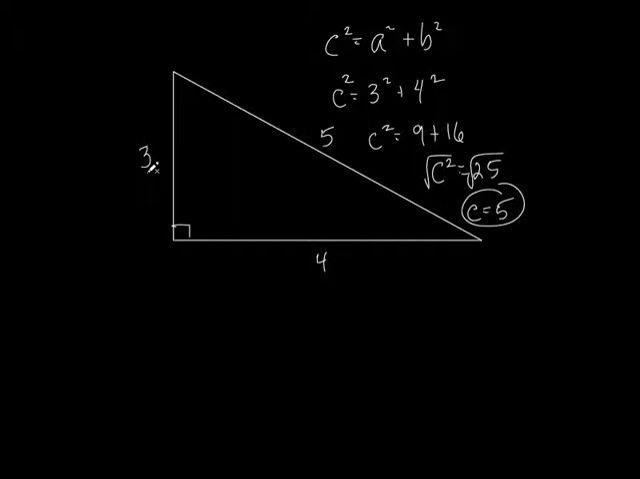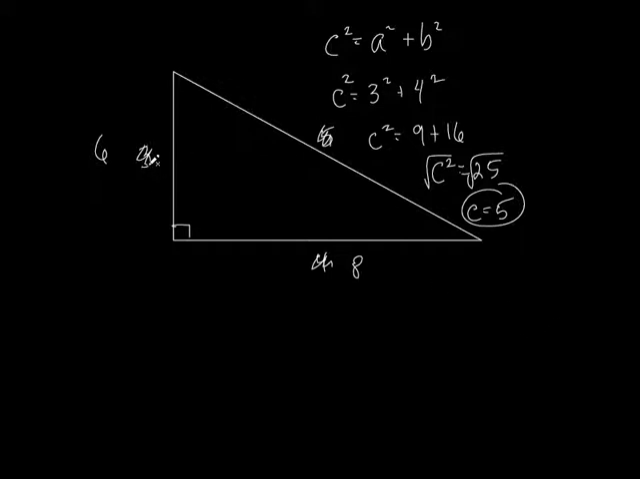5. So there you go. There's your 3, 4, 5 triangle. You see that a lot. Okay? What if this was 6 and this was 8? What do you think the hypotenuse is going to be without doing the Pythagorean Theorem? 10. Why 10? Because 6, 10, 8, 10.